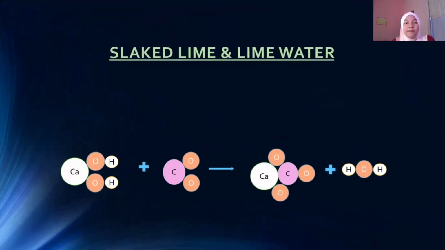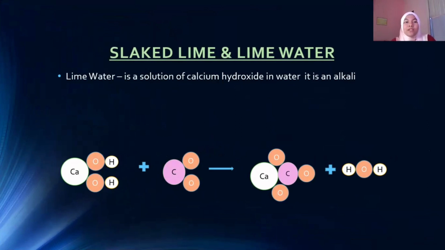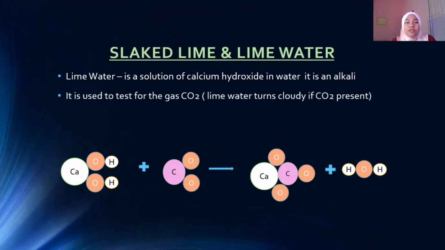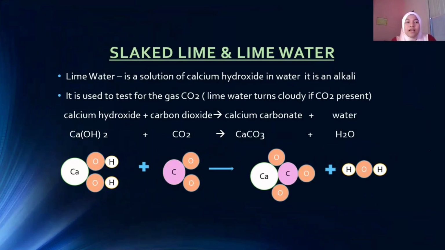Next, slaked lime and lime water. Lime water is a solution of calcium hydroxide in water. It is an alkali. It is used to test for the gas carbon dioxide. So when we do the experiment, we can see the lime water turns cloudy if carbon dioxide is present. This is the chemical equation. Calcium hydroxide plus carbon dioxide will produce calcium carbonate plus water.